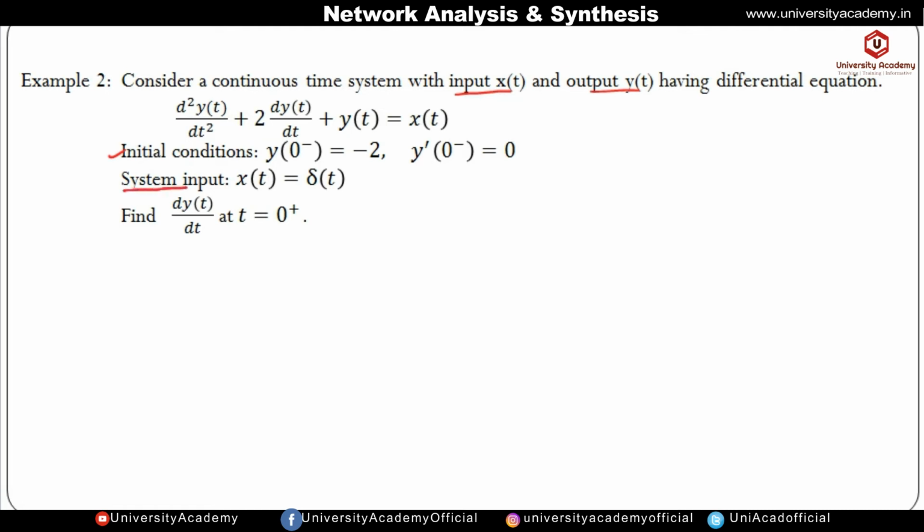So here the system input, that is x of t, its value is delta t. So delta t is the unit impulse input. Okay, so this is unit impulse input. We have to find out dy of t by dt at t is equal to 0 positive. So at this instant we have to find out the value of dy of t by dt.